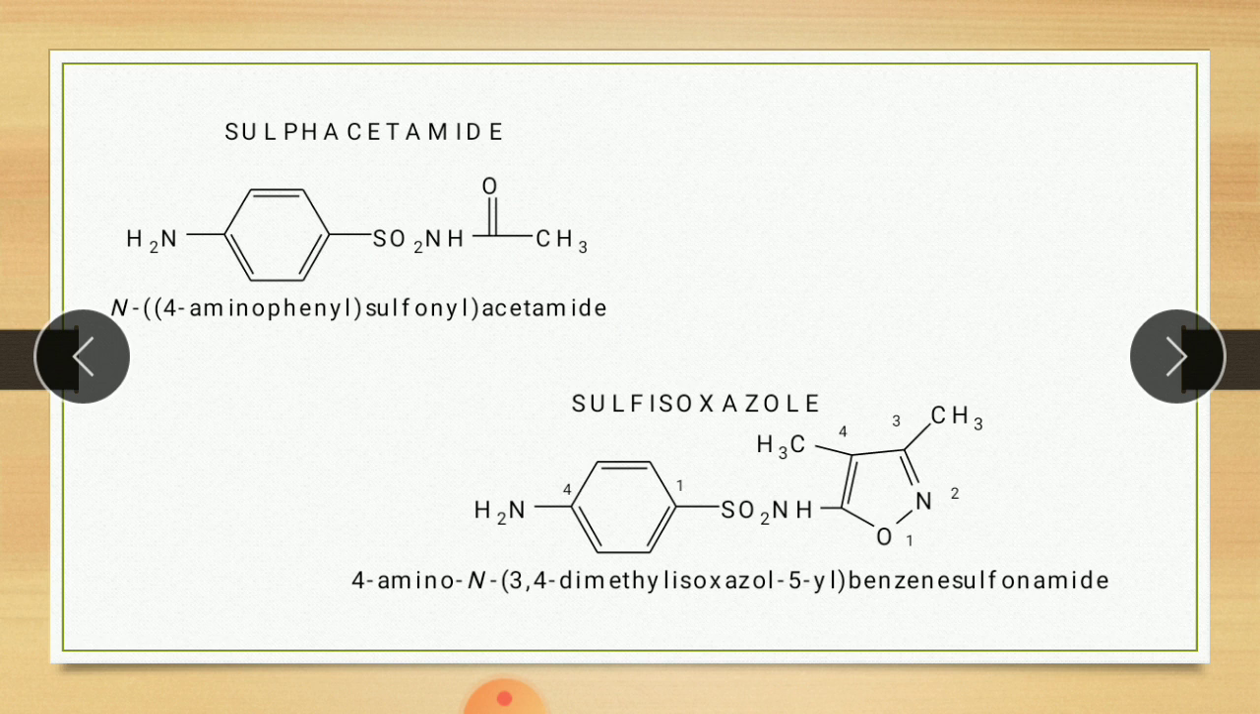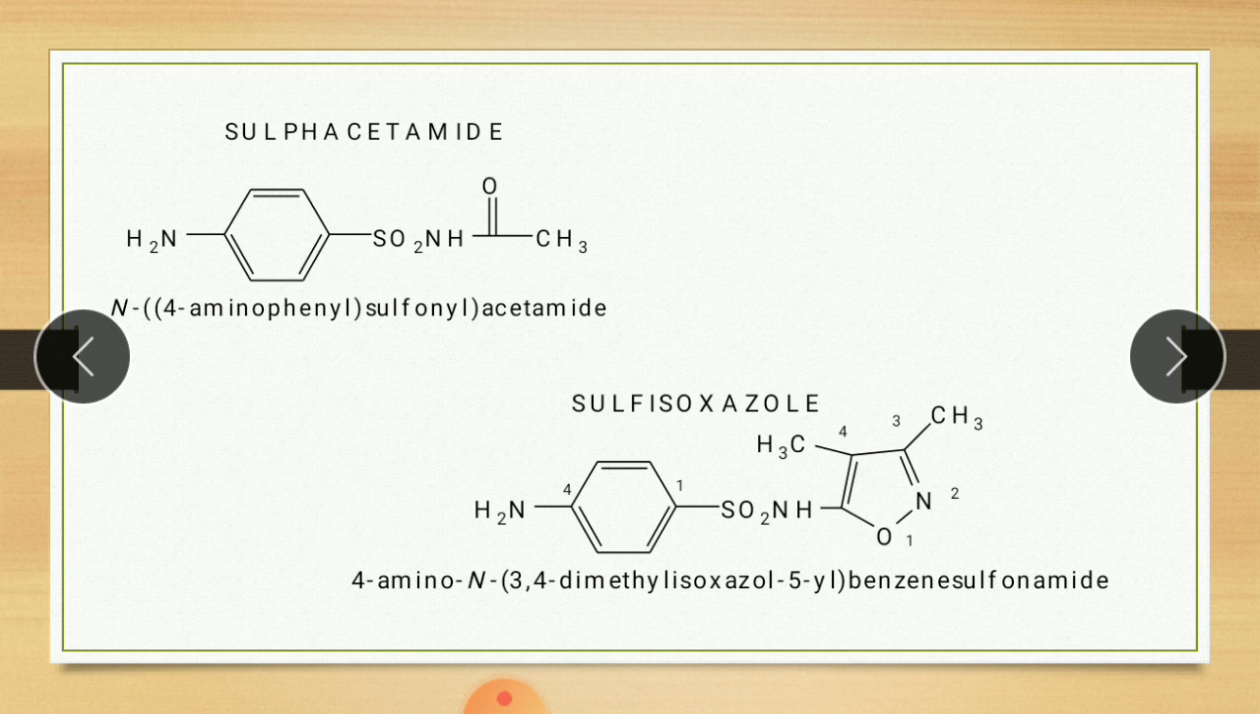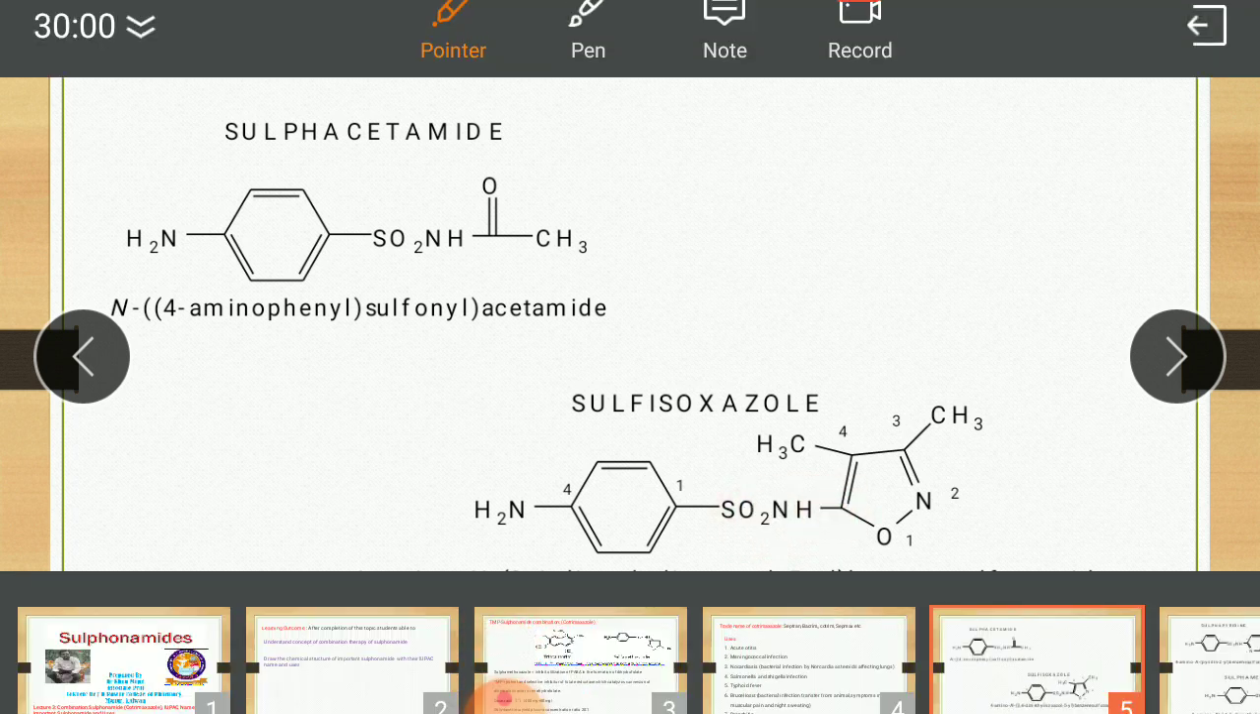So here in sulfamethoxazole, an isoxazole ring is attached. So again 4-amino means this 4-amino. N means this N. 3,4-dimethyl. So here numbering is given from oxygen as 1, and this one is 2. So it is a 3,4-dimethyl isoxazole. It is an isoxazole ring. On the 5th position of this isoxazole ring is the attachment, that is 5-yl.